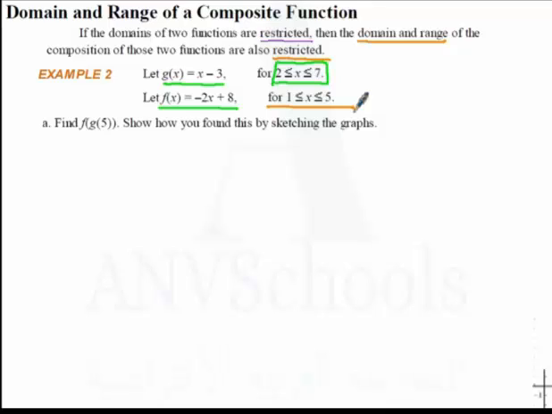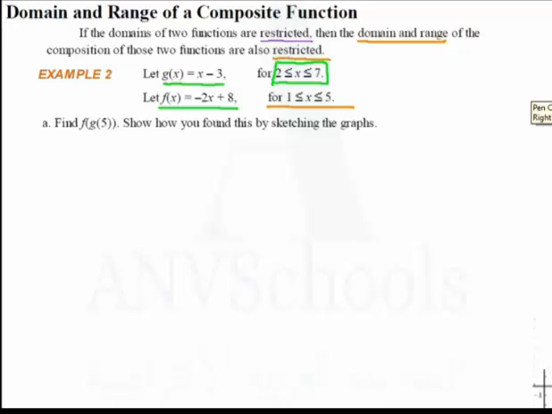What is very important in restricting our domains is to find the pattern or the character of our graphs for those certain domains and be able to identify also the ranges of those specific domain restrictions. So the requirement for letter A is to find f of g of 5, and later on we're going to show how we found this by sketching the graphs of both g of x and f of x for those specific domains.